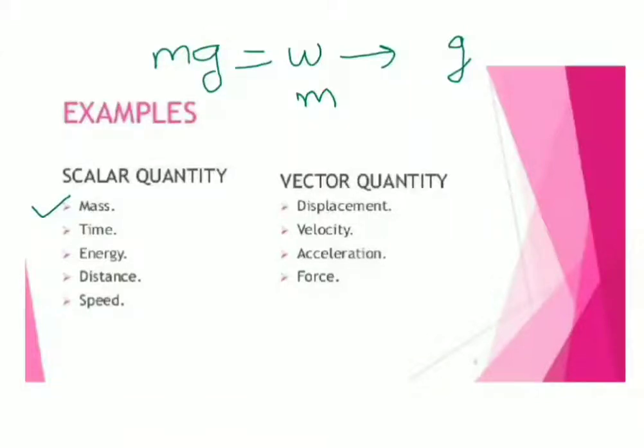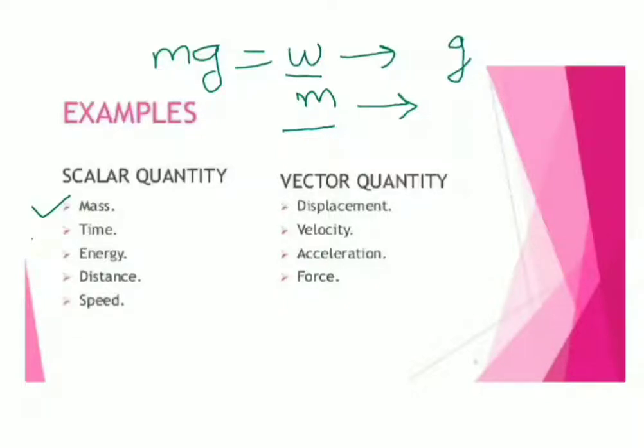Mass is the number of constituent particles present in your body. So mass is a constant quantity. It will remain the same at any point, at any place, but our weight can vary from one place to another because this is due to gravity. So your mass is a scalar quantity and weight is a vector quantity. I hope this point is clear to all of you.